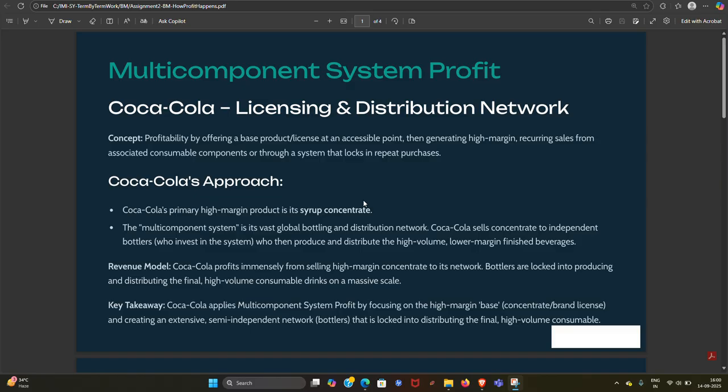anyone. And apart from this, they have created an extensive semi-independent network of bottlers where they supply this base to the bottlers who will then produce the final high volume consumable which has a low profit margin, but Coca-Cola selling the base to them gives a higher profit to Coca-Cola.